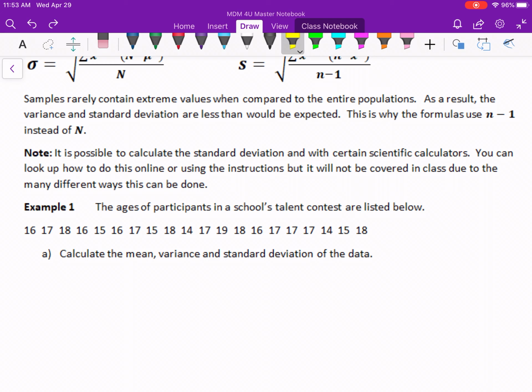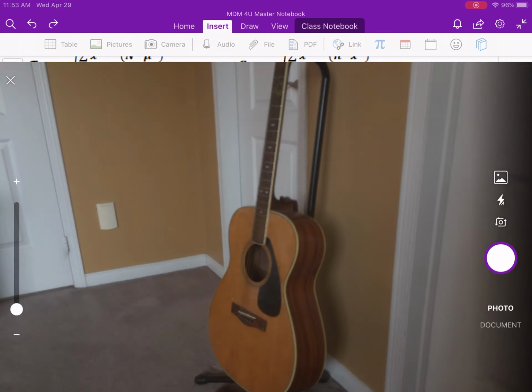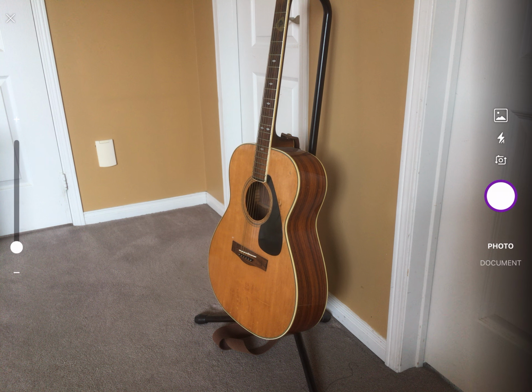So let me just set this up so I can show you. I'm just going to turn my camera on for a second. Oh, there's my guitar. When I'm done my lesson today, I'm going to sing you guys a folk song. JK, don't worry, I won't.